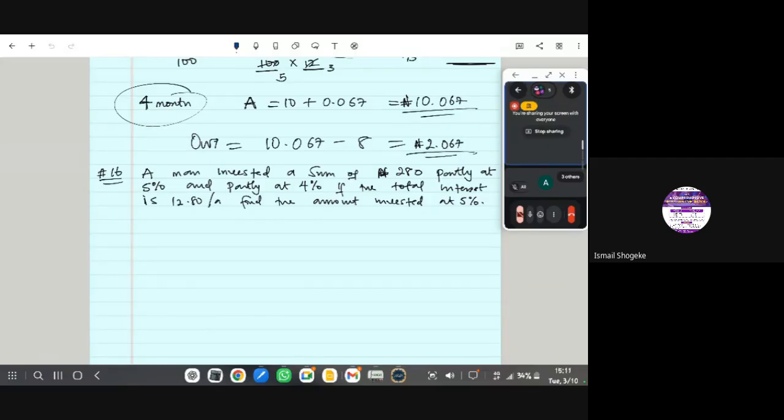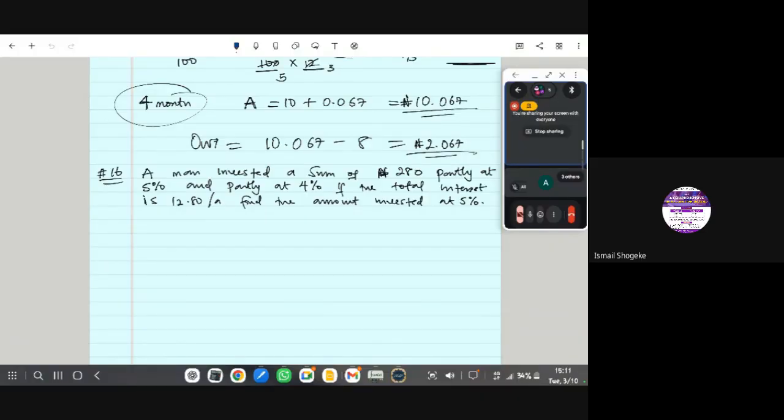So question 16 says a man invested a sum of 280 naira partly at 5% and partly at 4%. If the total interest is this per annum, find the amount invested at 5%. Questions like this are not very direct, like the ones that we have done before. The ones where they will ask you to find rate, or time, or the principal, or the amount, or the interest itself. So questions like this, you need to think a bit more. So this is a partly stuff, like what we will do in partly variation.